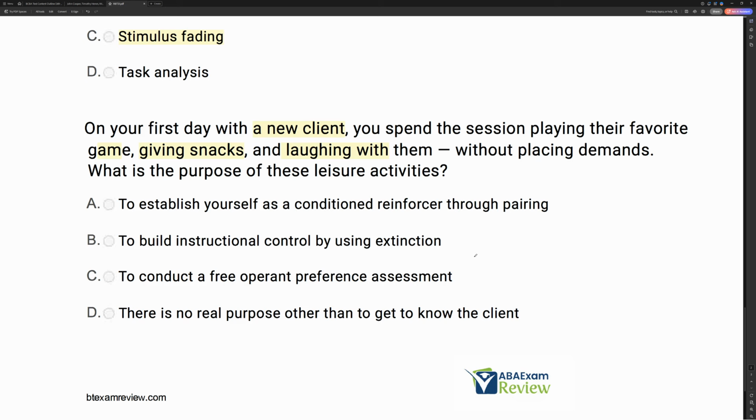C, to conduct a free operant preference assessment. Now, you can make anecdotal notes, right? Mental notes about what the client's playing with, but you're still not doing anything systematic. D, there's no real purpose other than to get to know the client. You are getting to know the client, but you're doing it for a very real purpose, which is building rapport or establishing yourself as a conditioned reinforcer through pairing. Once again, don't skip this part. It's extremely, extremely important in that relationship building phase.